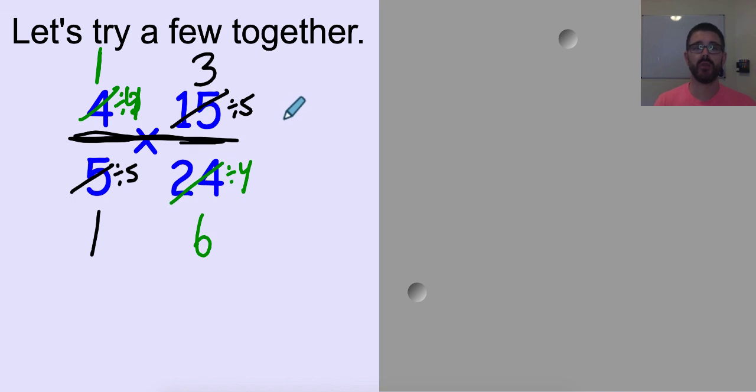But the rule is you're always doing something to the numerator and a denominator. So my 1s, that's as far as I can go. But now I look at my 3 and my 6. 3 and 6 can both be simplified more. They can each be divided by 3.